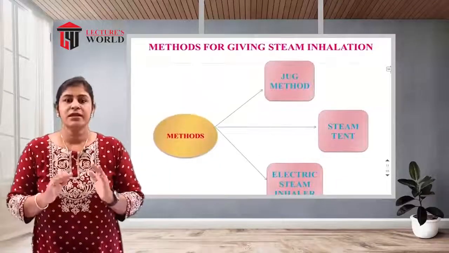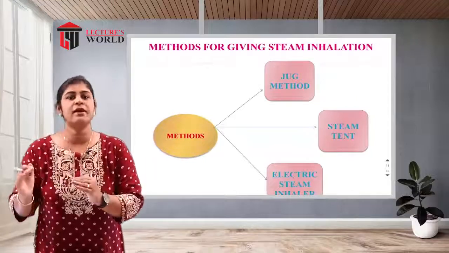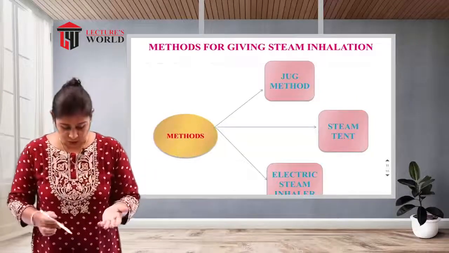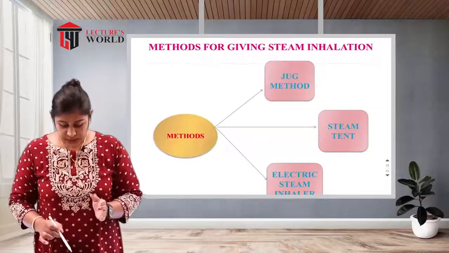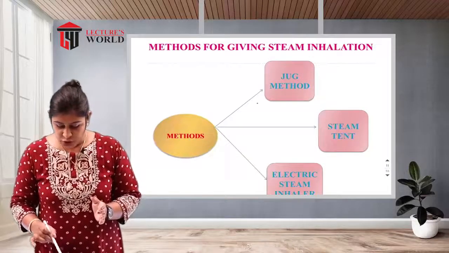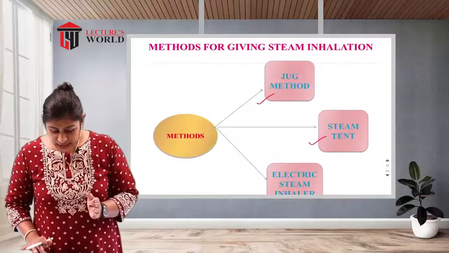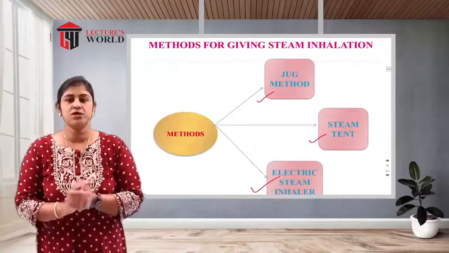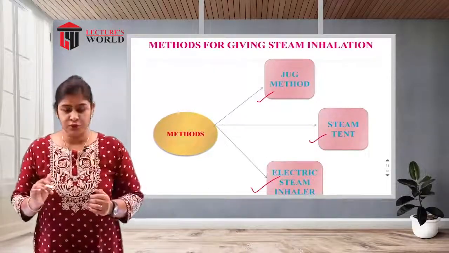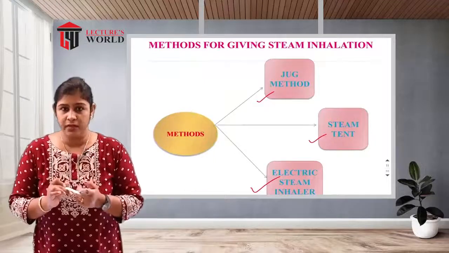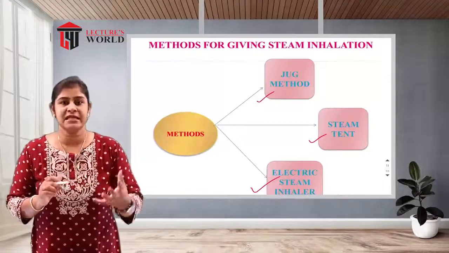Next is, what is the method of giving this steam inhalation? There are various methods to give steam inhalation. You can see in this classification that the methods are divided into: first, the jug method; second, the steam tent method; third, the electric steam inhaler. So basically there are three methods for steam inhalation: the jug method, the steam tent method, and the electric steam inhaler.